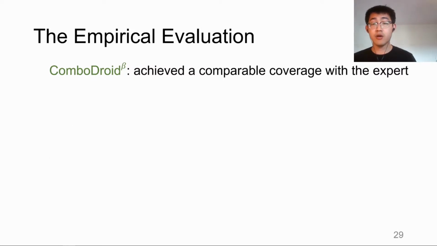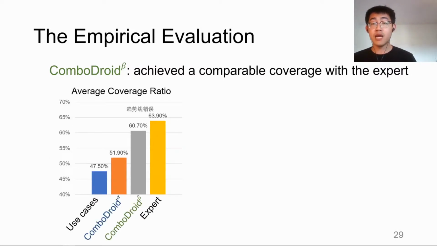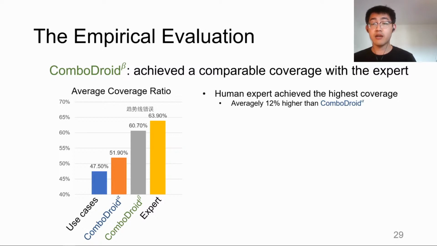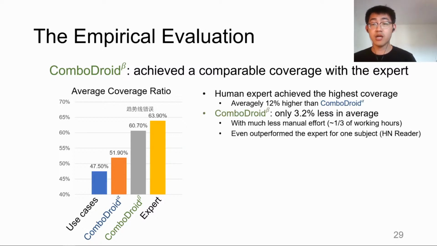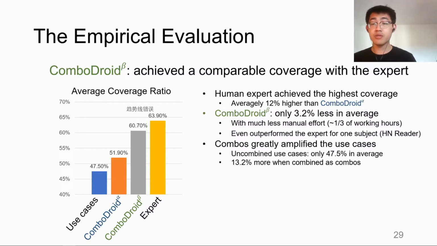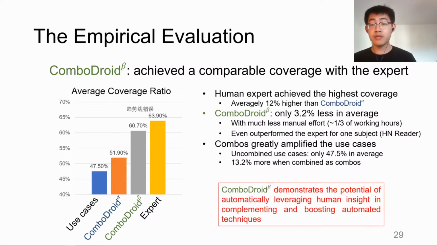The result shows that though the human expert achieved the highest coverage, averagely 12% higher than ComboDroid Alpha, ComboDroid Beta achieved a comparable coverage with its expert, only 3.2% less on average, and outperformed the human for an app. Furthermore, from the result, we found that enumerating combos indeed greatly amplifies the effect of use cases, gaining 13% more coverage. In conclusion, ComboDroid Beta demonstrates the potential of automatically leveraging human insights in completing and boosting automated techniques.